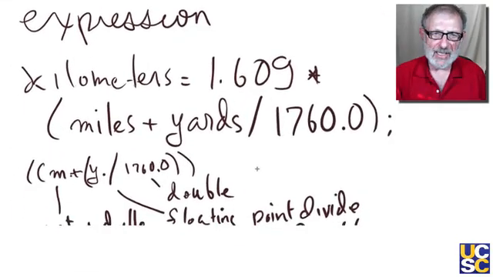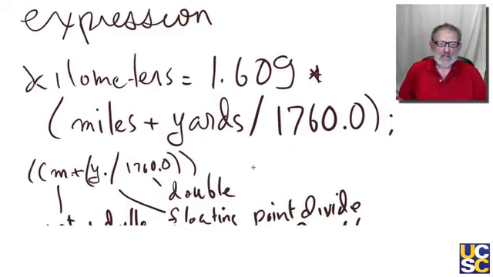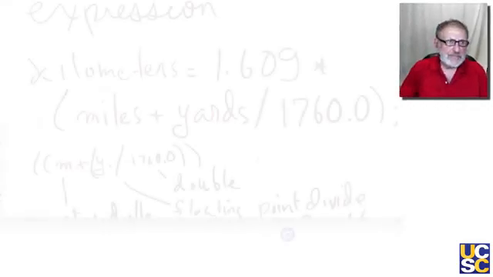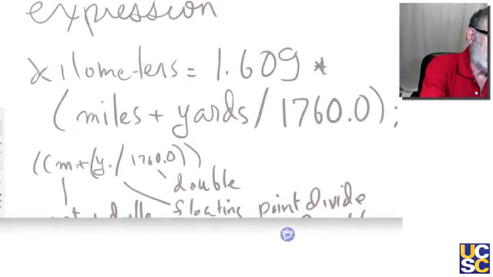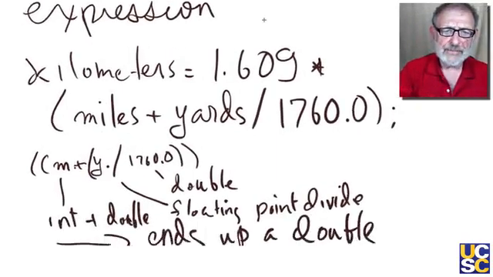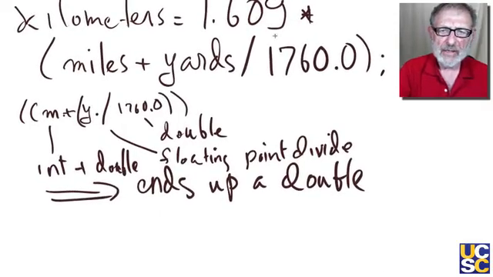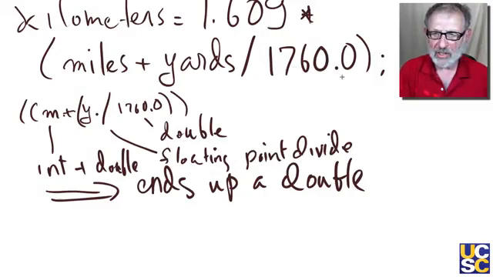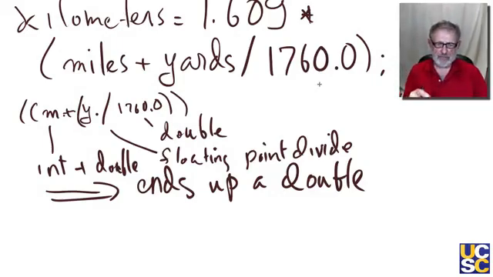The other key thing to look at in this program is an expression. And that expression, let me get this as full screen. That expression was kilometers is 1.609 times miles plus yards divided by 1760.0. It's very important that we used 0.0 rather than 1760. And this is one of the key things that can easily trip a non-C programmer up, and certainly a novice.